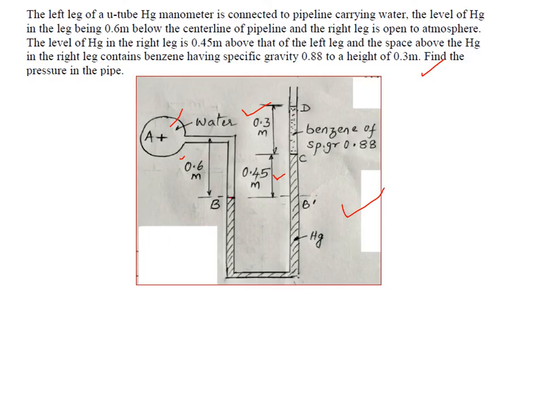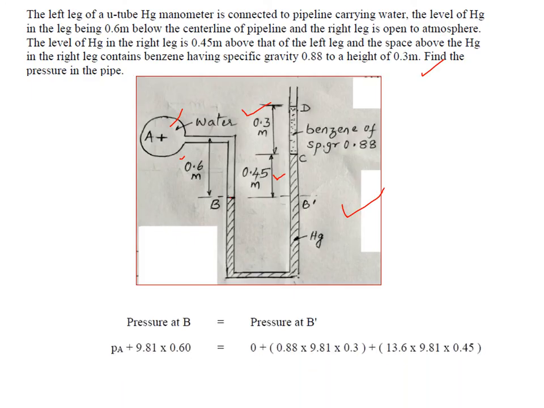You start from A and move down towards B. Start from D, where pressure is 0 because it's exposed to atmosphere, and come down to point B dash, and equate these two, and you will get the answer. So pressure at B has to be equal to pressure at B dash. Now we start at A, which is pressure PA. As we move downwards, the pressure increases, so 9.81 into 0.6, because 9.81 is for water.